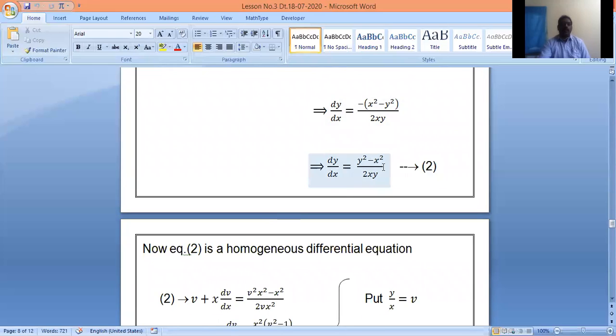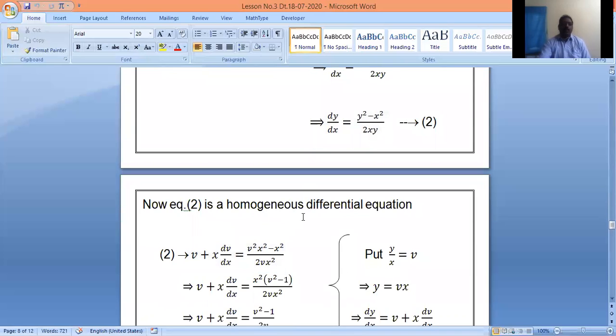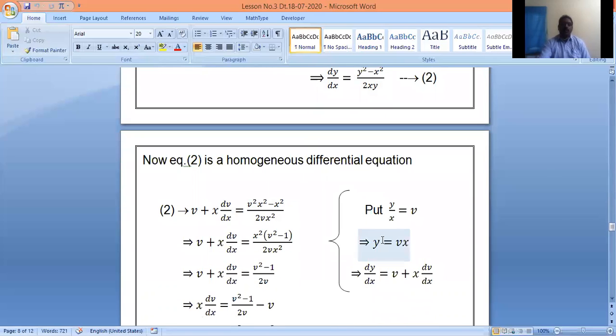Now here the numerator f of x comma y is a homogeneous function of order 2. Also the denominator g of x comma y is also a homogeneous function of order 2. Both f of x comma y and g of x comma y have the same order, that is order 2. Therefore this given equation is a homogeneous differential equation. Now here our substitution is y by x is equal to v. That implies y is equal to vx.